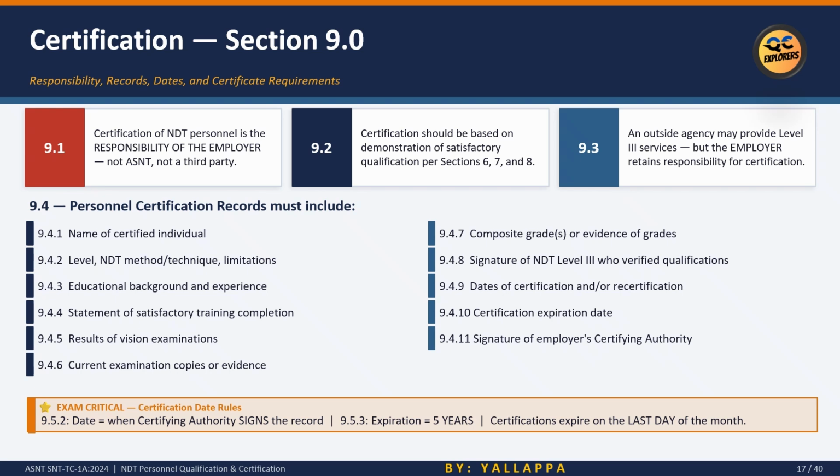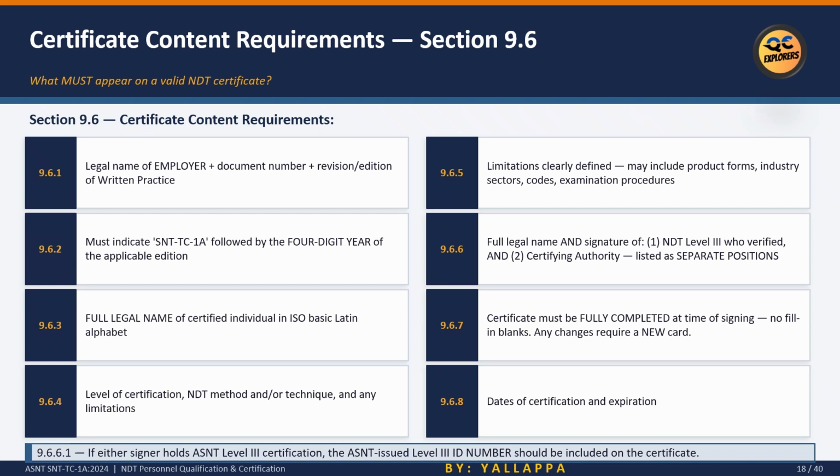Another extremely important rule. Certification date is the date when the certifying authority signs the certification record, and the maximum certification validity is 5 years. Now let us study what must appear on a valid NDT certificate. The certificate must contain employer legal name, written practice reference, SNT-TC-1A edition year, full legal name of certified individual, method and level, limitations, certification dates, expiration dates, and signatures.